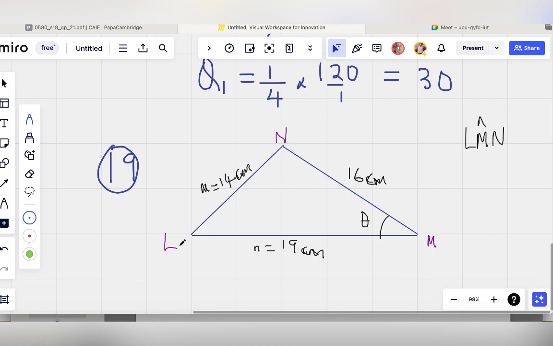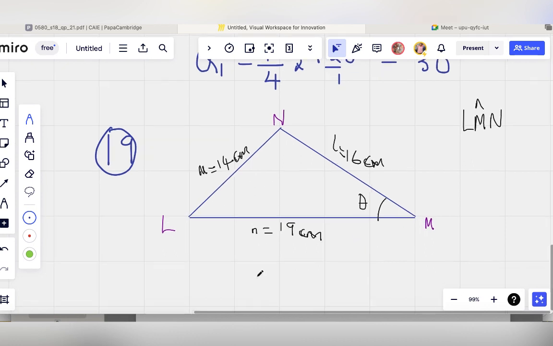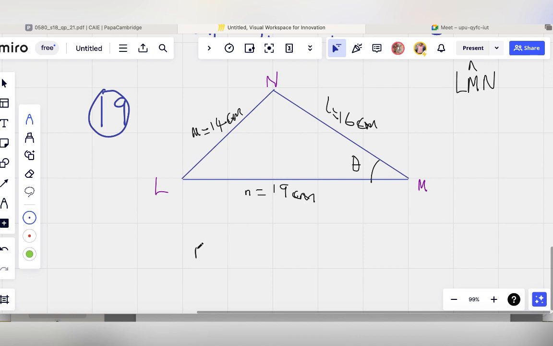And the one facing big L, we call it small l. Small l, 16, equals 16. So you remember, if you're looking for m, you say m square. M square is equal to L square plus N square minus 2LN cos M, the big M. Okay, so this is the formula.